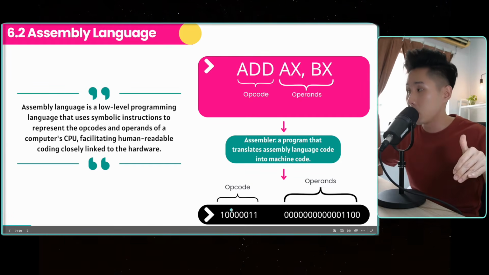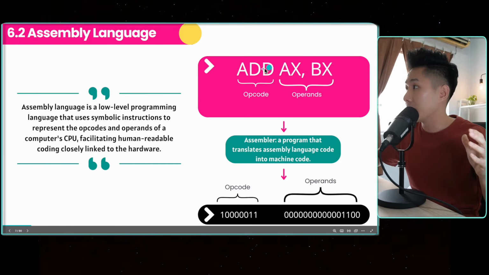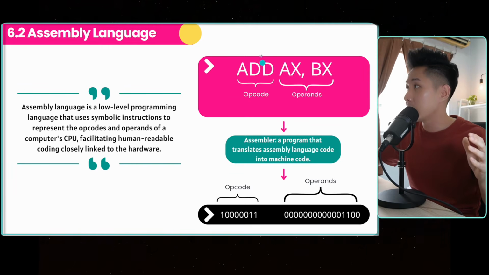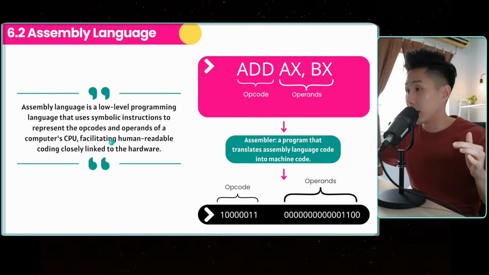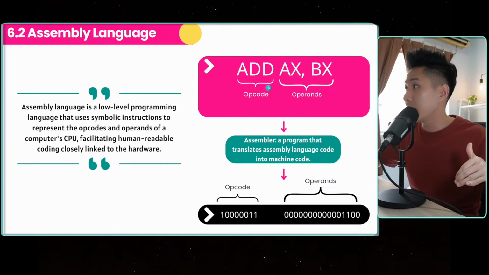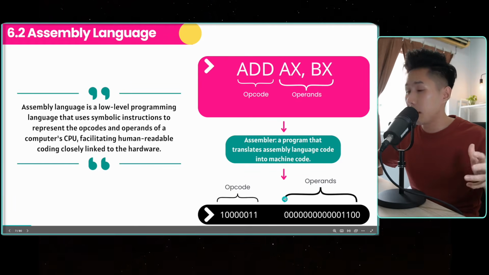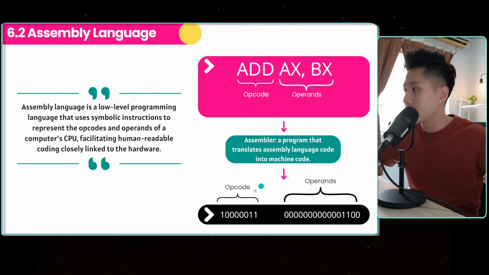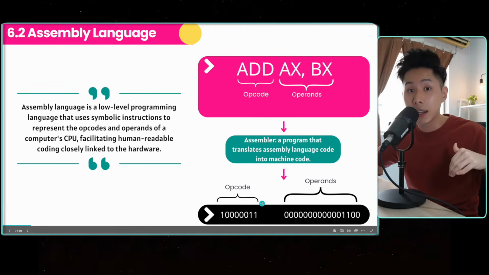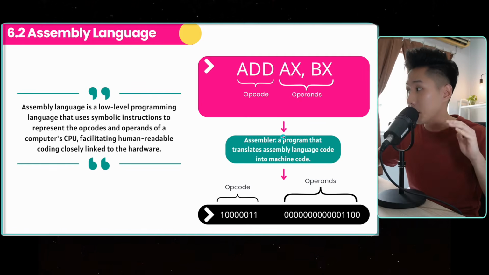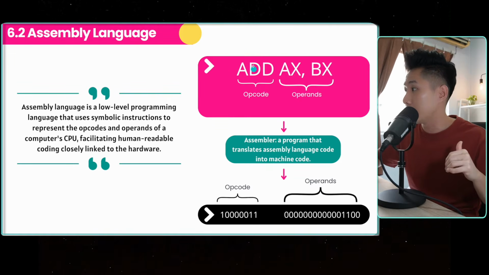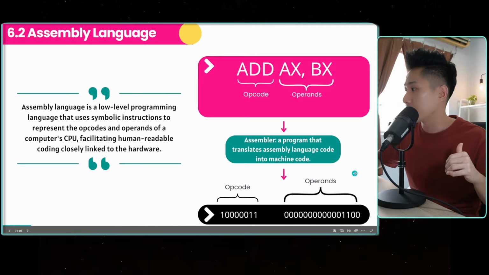It's not readable. This is why in assembly language, we use human readable words and mnemonics to represent the opcode and the operands. So this helps to facilitate human readable coding closely linked to the hardware. And in order to convert assembly language to machine code eventually, because as I said, conversion is needed because this is the only language that a computer can understand, this is when the assembler comes in, a program that translates assembly language code into machine code.